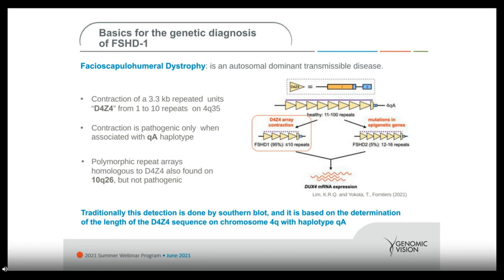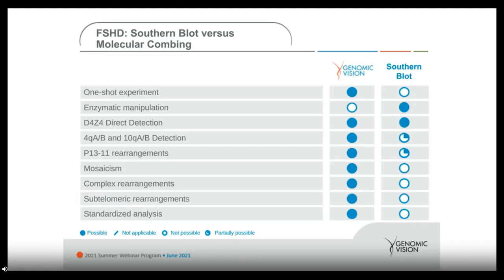This D4Z4 is also present on chromosome 10, specifically at 10q26, and on both chromosome 4 and chromosome 10 in haplotypes A and B. But for the onset of the disease, the shortening happens only on chromosome 4q35, so on chromosome 4q haplotype A.